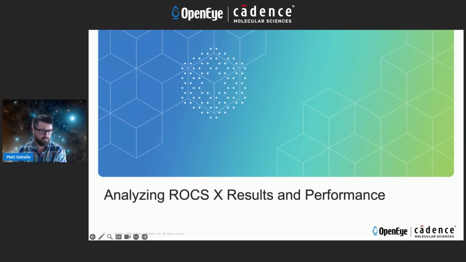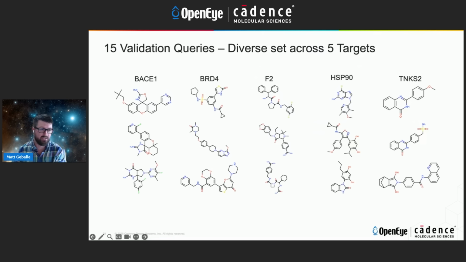Okay, so now let's shift from how does the search work to how well does it work. Let's analyze the results and the performance of this new ROCS X search. So to do that, we're going to look at 15 validation queries. And these were chosen to be a shape-diverse set across 5 different targets, where we picked 3 queries from each target. These are all queries from crystallographic conformations of these ligands.